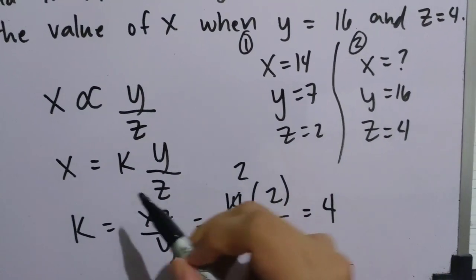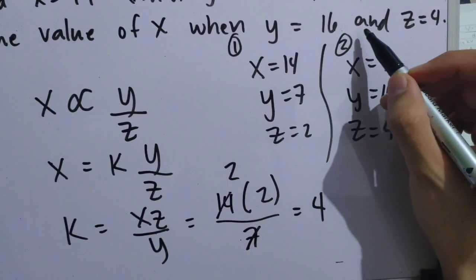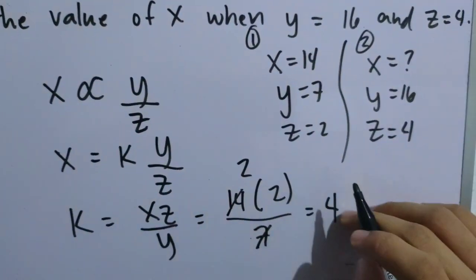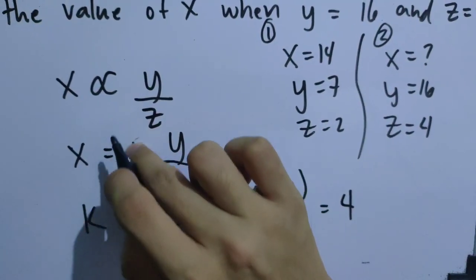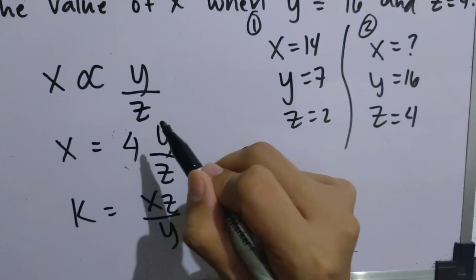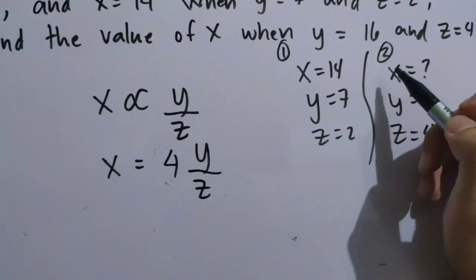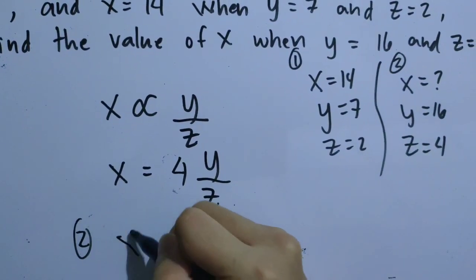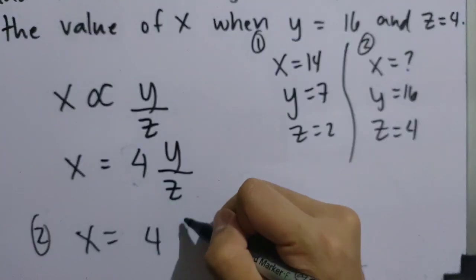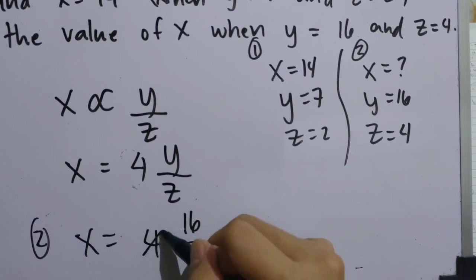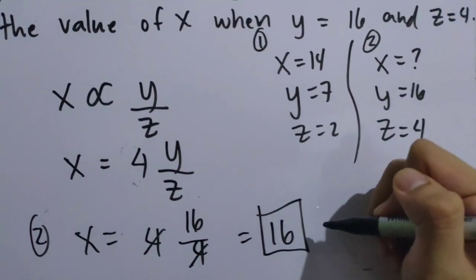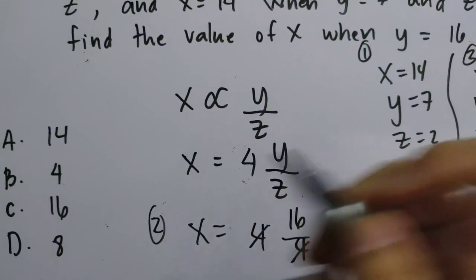So itong k na to, gagamitin natin dito para masolve naman yung second na condition natin kung saan kulang tayo ng x. So erase na natin to kasi alam na natin yung k. Palitan na natin yung k dito ng 4. So ito na equation natin. X is equal to 4y over z. So dun sa second na condition, x is equal to 4 times y over z. So 16 over 4. So cancel yung dalawang 4. X is equal to 16. So ito na yung sagot. So dito sa choices, letter C ang tamang sagot.